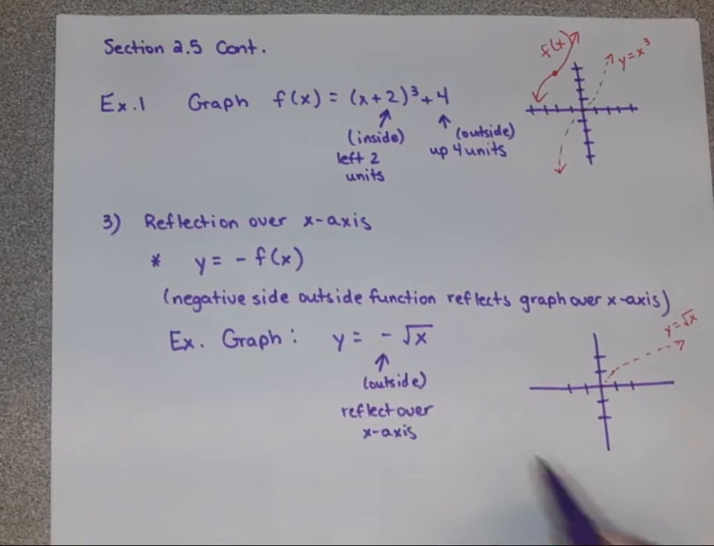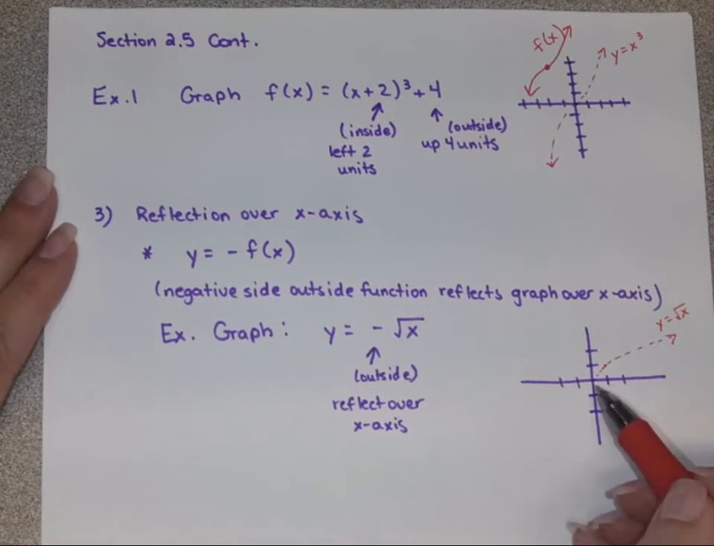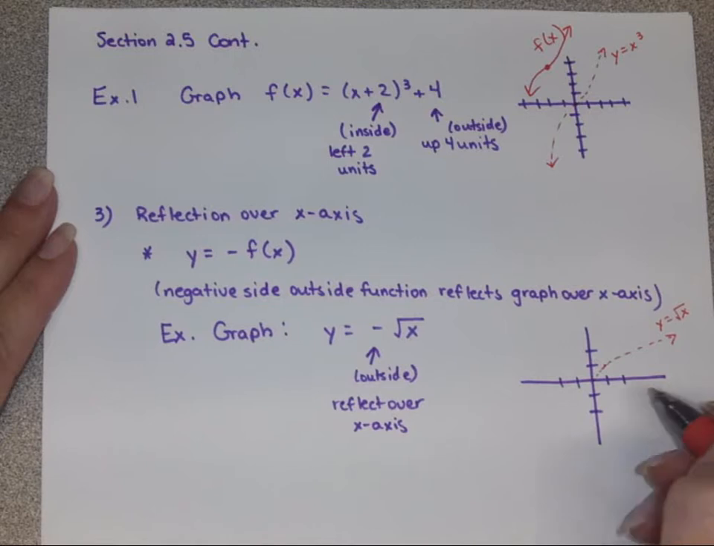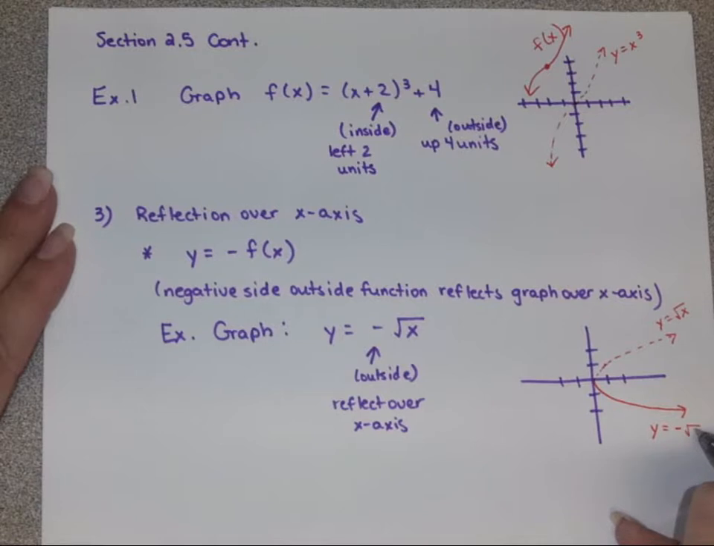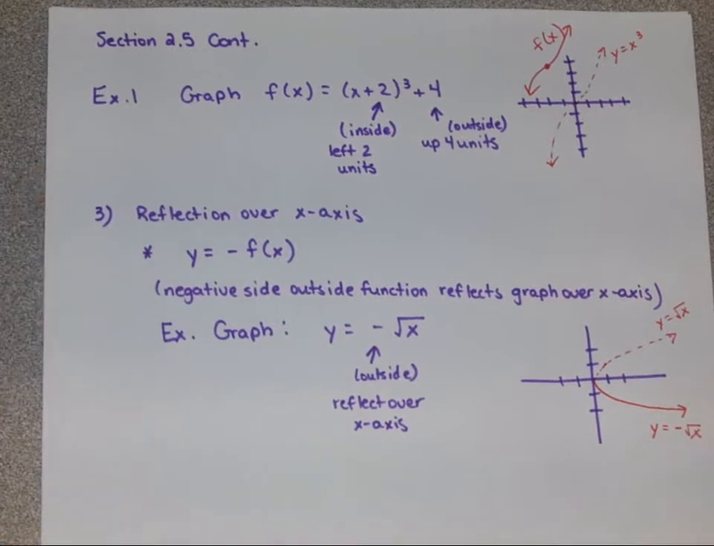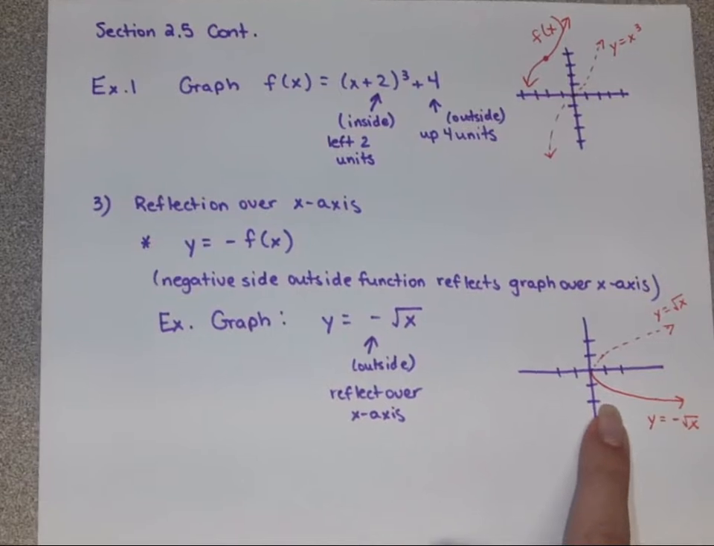So the general shape will be the same, but it'll be what? How would you describe what we need to draw? It just needs to be upside down, right? Because it needs to flip over the x-axis. So it's going to go this way instead. So this would be the graph of y equals negative square root of x. Notice I did the first one dashed because it's not really my graph. The one that I really want is the solid one.